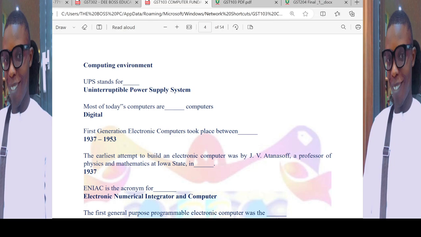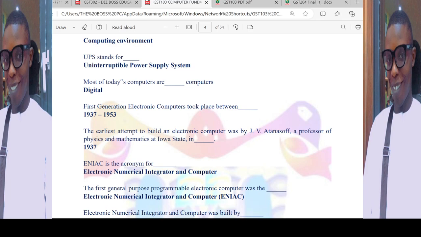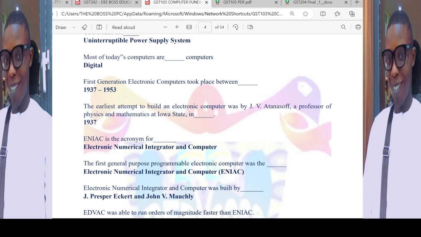Most of today's computers are digital. The first generation electronic computers took place between 1937 to 1953. The earliest attempt to build an electronic computer was by J.V. Atanasoff, a professor of physics and mathematics at Iowa State in 1937. ENIAC is the acronym for Electronic Numerical Integrator and Computer. The first general purpose programmable electronic computer was the Electronic Numerical Integrator and Computer, ENIAC. This is the first general purpose.